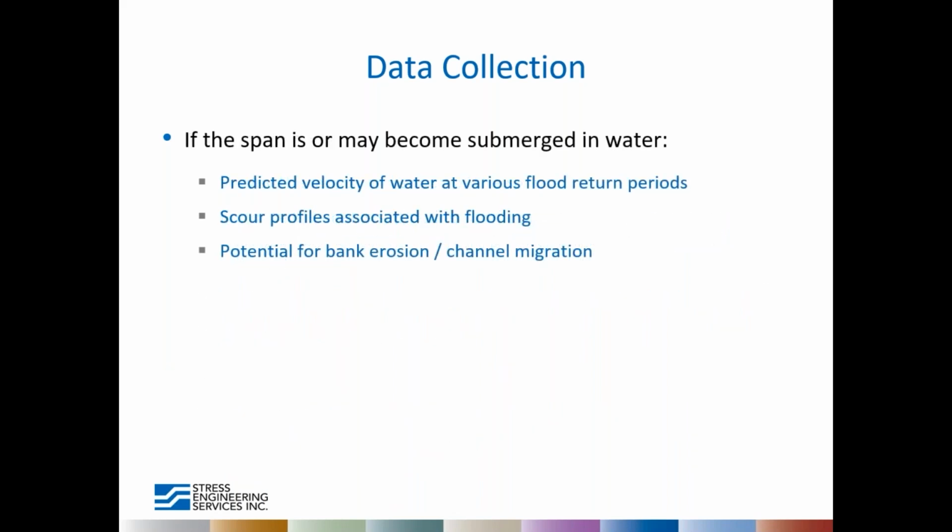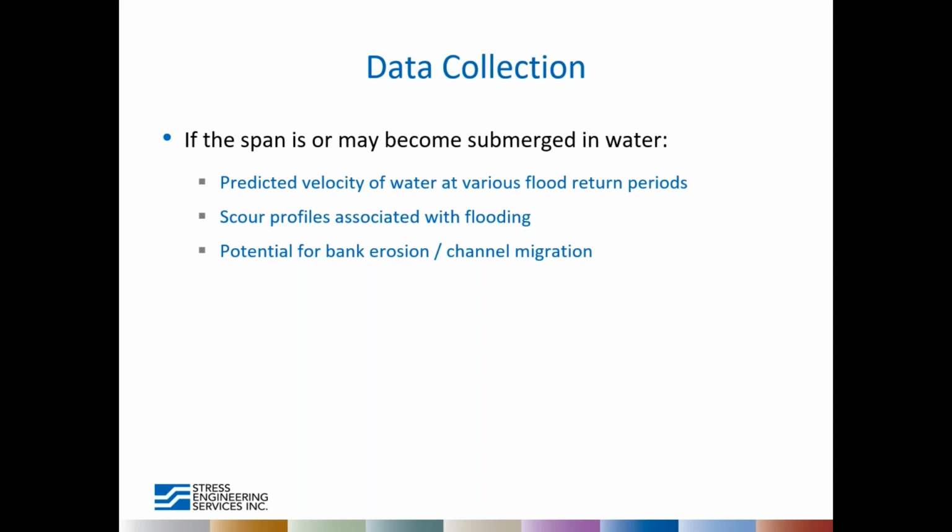And if the span is underwater, the velocity of the water is very important. And the problem is that the velocity of the water right now is useful information, but it's not going to help you predict your worst case scenarios. So what you need to do is predict the velocity of the water at various flood return periods, like 10 years or 50 years or 100 years, based on what risk factor you're willing to take. And that way you can get a velocity for a worst case scenario.